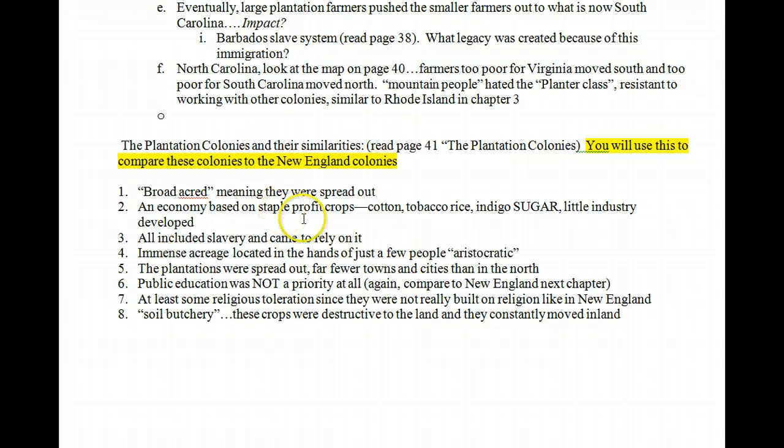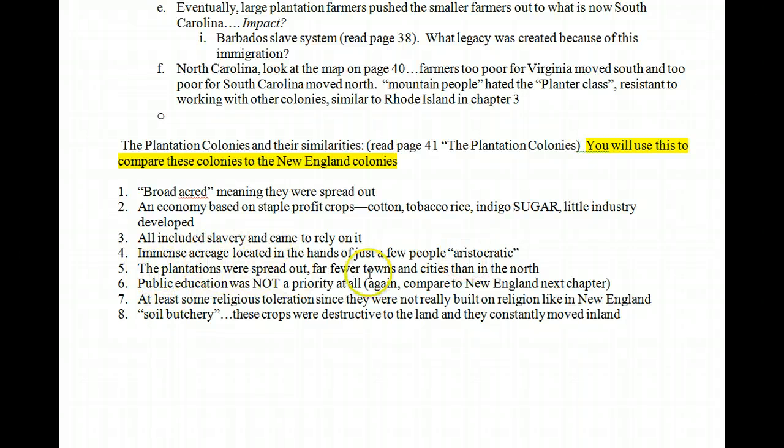An economy is based on staple profit crops: tobacco, cotton, rice, indigo, sugar. Little industry is going to develop because there's no need for it, because ultimately the North will produce what they need. They all had slaves and become very reliant upon it, especially with cotton. Immense acreage located in the hands of just a few people, and this creates an aristocracy, sort of a feudal system in the Americas. If you don't know what that is, bring it up.